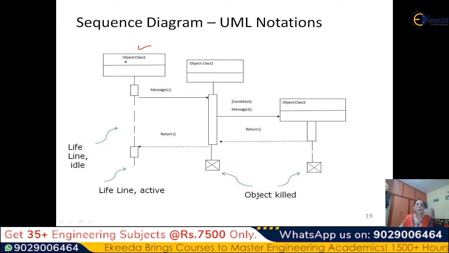So you can see how it is denoted. Normally, many times an underline is put under the object to show that it is an object. It is not a class. That means it is an instance. Otherwise, you will have a this dot. So this is class 1. This is class 2.